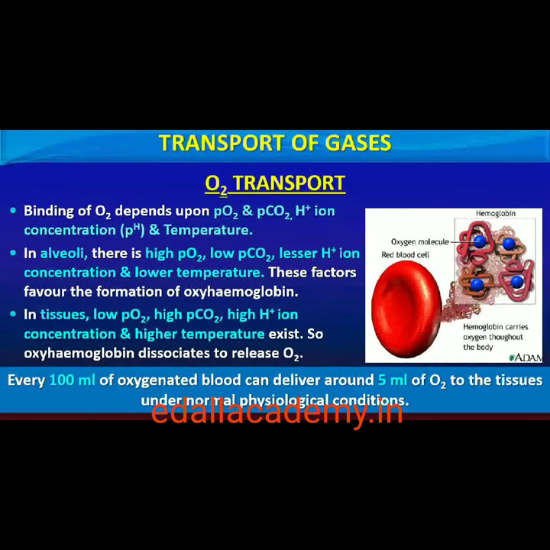In the alveoli, where there is high PO2, lesser H+ concentration and lower temperature, the factors are all favorable for the formation of oxyhemoglobin, whereas in the tissues, where there is low PO2, high PCO2, high H+ concentration and higher temperature, the conditions are favorable for dissociation of oxygen from the oxyhemoglobin. This clearly indicates that O2 gets bound to hemoglobin in the lung surface and gets dissociated at the tissues. Every 100 milliliters of oxygenated blood can deliver around 5 milliliters of O2 to the tissues under normal physiological conditions.